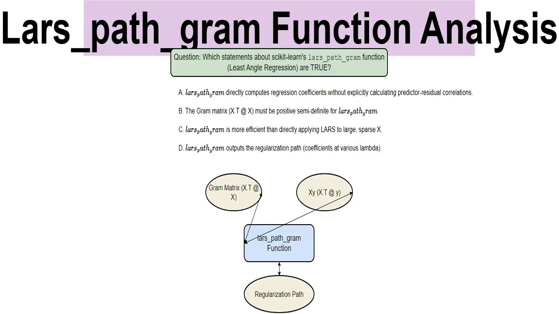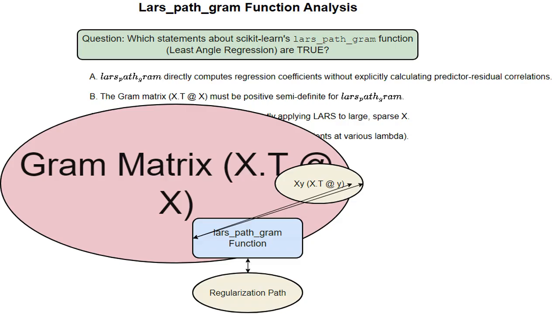I analyze the scikit-learn function, lars_path_gram, which is used in least angle regression. I'll be focusing on how it uses the gram matrix and what makes it efficient. The gram matrix is simply the result of multiplying the transpose of a matrix X by itself. Think of X as your data, X^T is its mirror image. Their multiplication gives us a summary of how the different data points relate to one another.